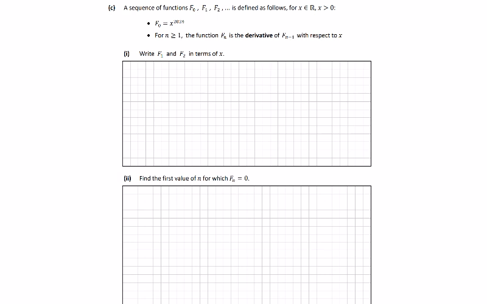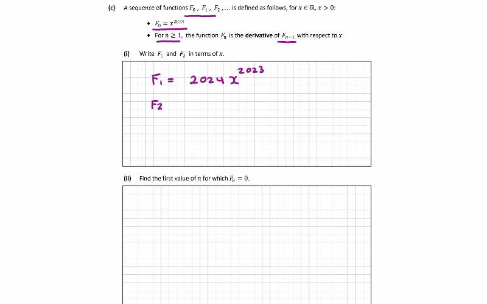A sequence of functions f0, f1, f2, f3 is defined as follows. f0 is x to the power of 2024. And then for when n is greater than or equal to 1, the function is the derivative of the previous one. So that means that f1 is equal to the derivative. Take the power in front and reduce the power by 1. So that's for f2 as well.